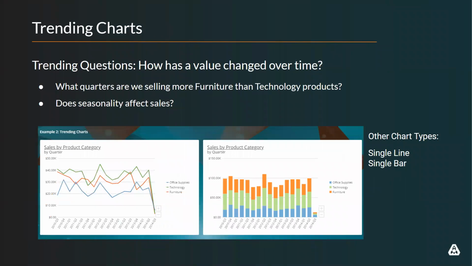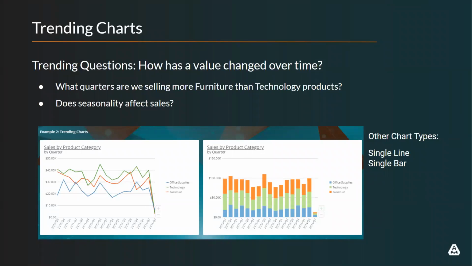The second type is a trending chart. So, trending questions are how have values changed over time? I think this is extremely important, especially in commodity businesses that are trending sales over time. So questions like what quarters are we selling more of a specific product type than another? Or a really universal question that a lot of businesses ask is, does seasonality affect sales, and how does it affect sales? So the 2 charts that I picked for this one are a multi-line and a stacked bar chart. Both of these, you can see the x-axis trends over quarters and the y-axis is trending total sales.